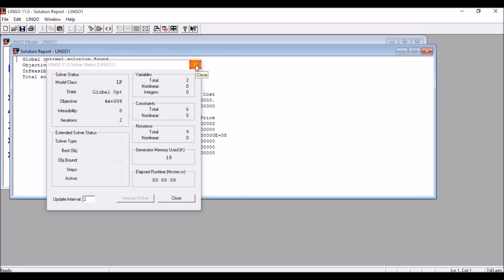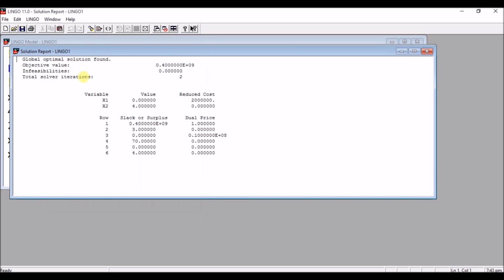So we got the solution for this problem. The value for this objective function is 400 million rupiahs. From this solution, we can conclude that we don't need to plant corn, and we only plant wheat on 4 hectares to maximize the result.